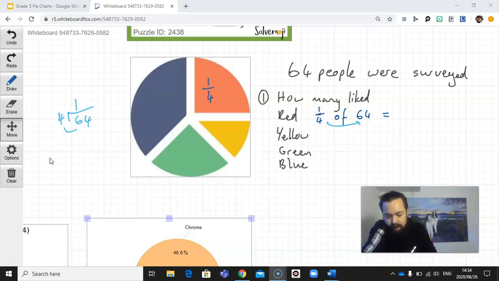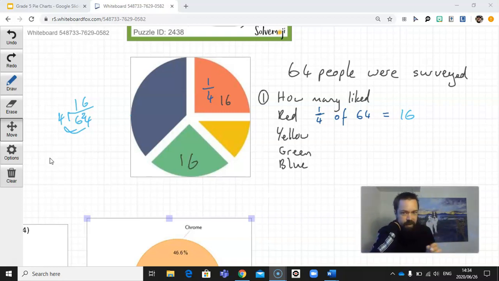4 goes into 6 once with 2 left over. 4 goes into 24 6 times. So the answer there is 16. 16 times 1 is 16. There's our answer. So 16 people like red the best. And because we know that this is the same, we can just write that in.